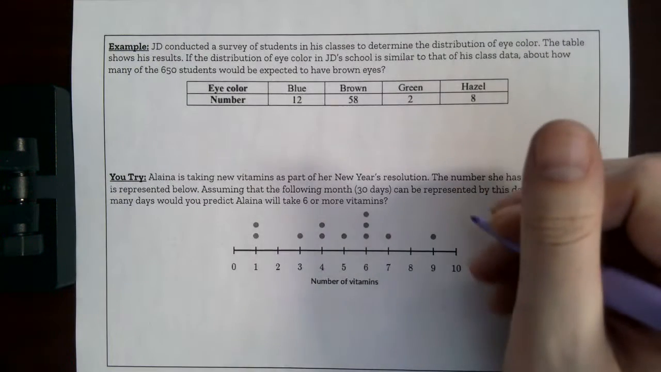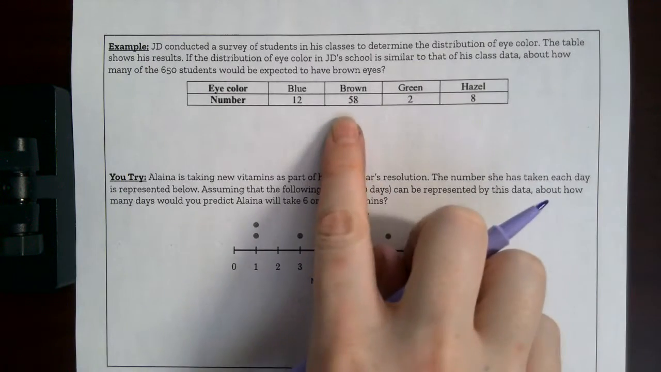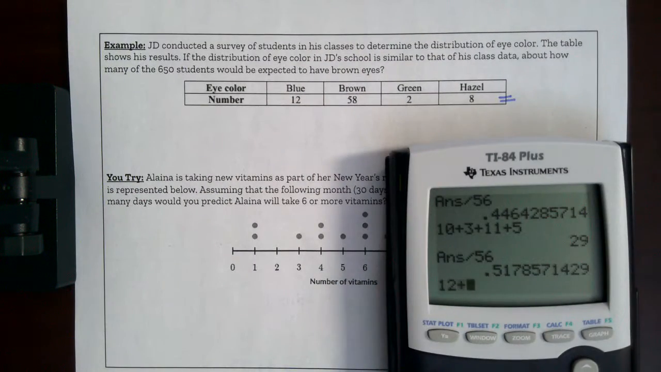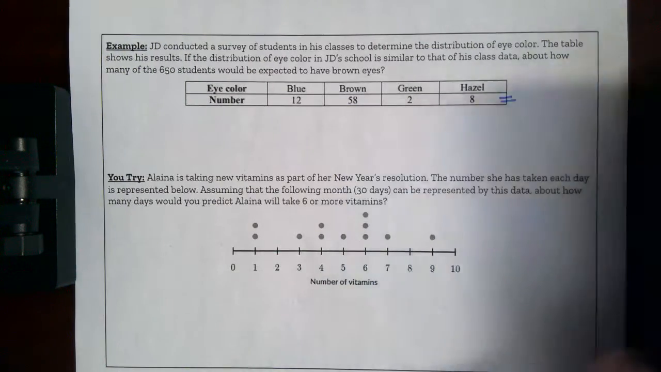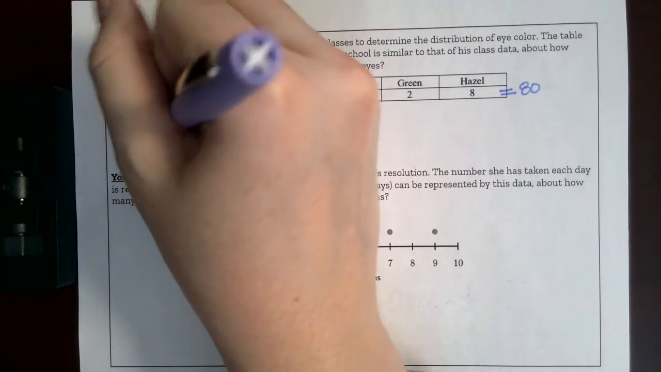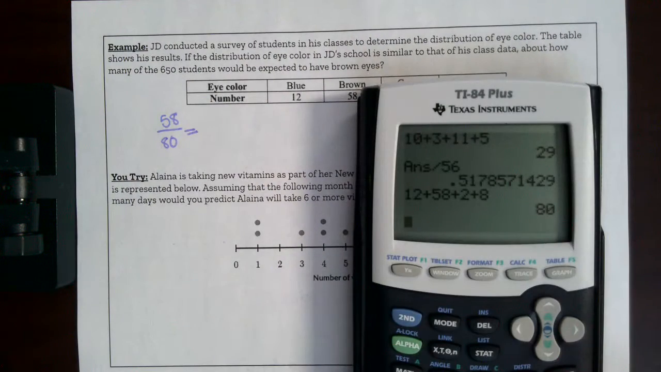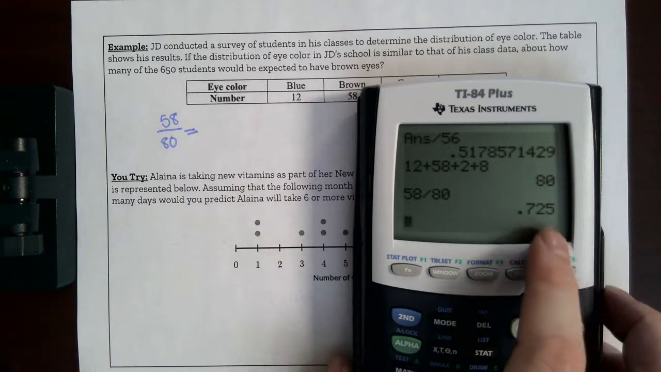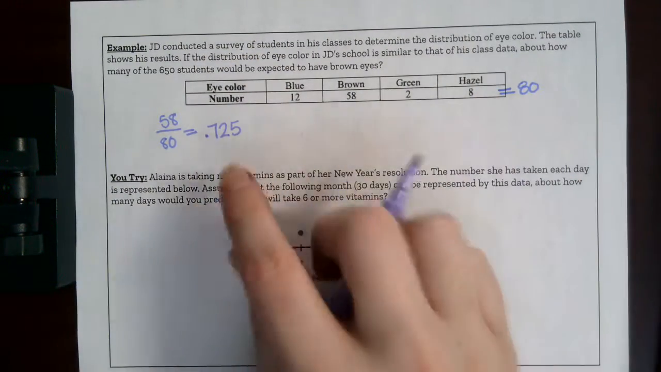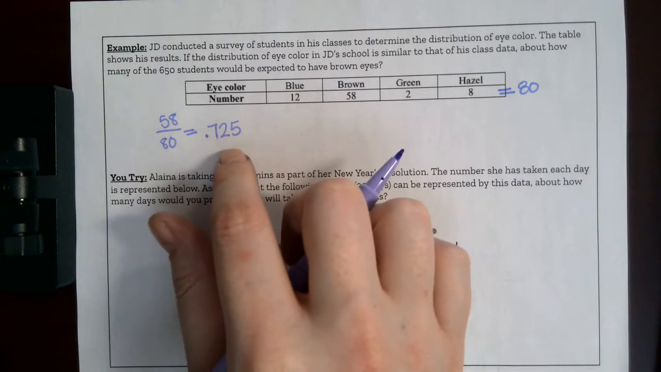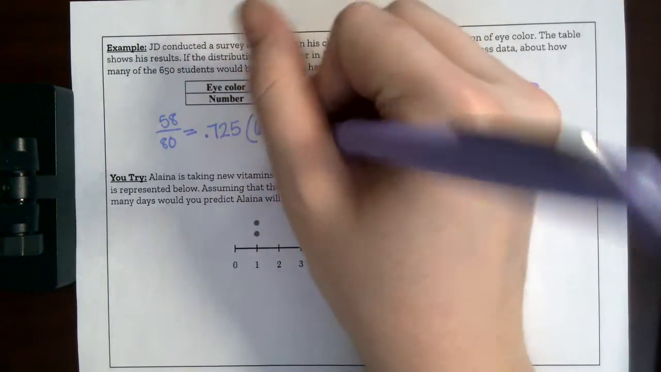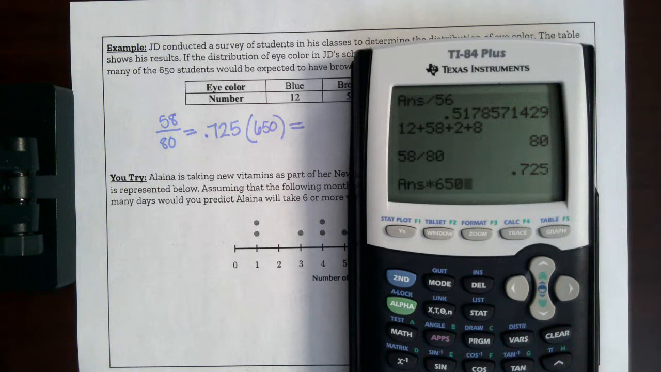So the first thing I need to do is find the probability of having brown eyes in his class. So I have brown here. I need to figure out my total number of people so I can add up all of these. And we get 80. So he surveyed 80 people. And now my probability of having brown eyes is 58 over 80, which is 0.725 or 72.5%. You want to leave this as a decimal or a fraction to do this next part, because now we're going to predict. If now we have a sample size of 650, we take this, we multiply by our bigger sample, and we see how many students will have brown eyes.